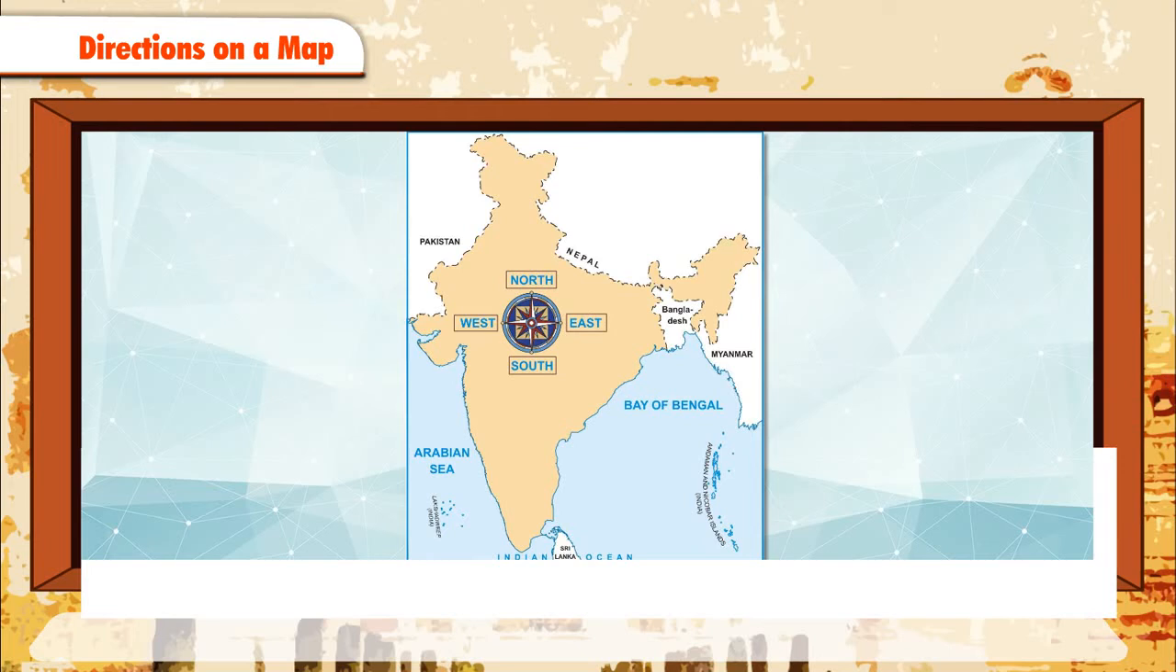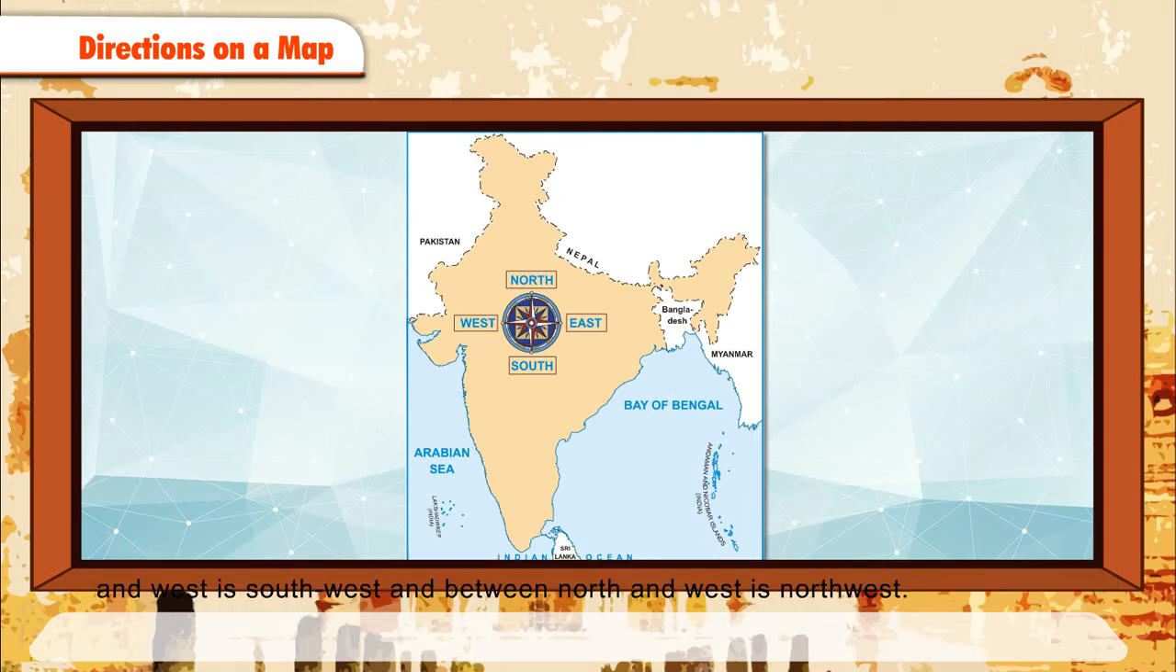Besides these directions, there are four intermediate directions. These are northeast, southeast, southwest and northwest. Between north and east is northeast. Between south and east is southeast. Between south and west is southwest, and between north and west is northwest.